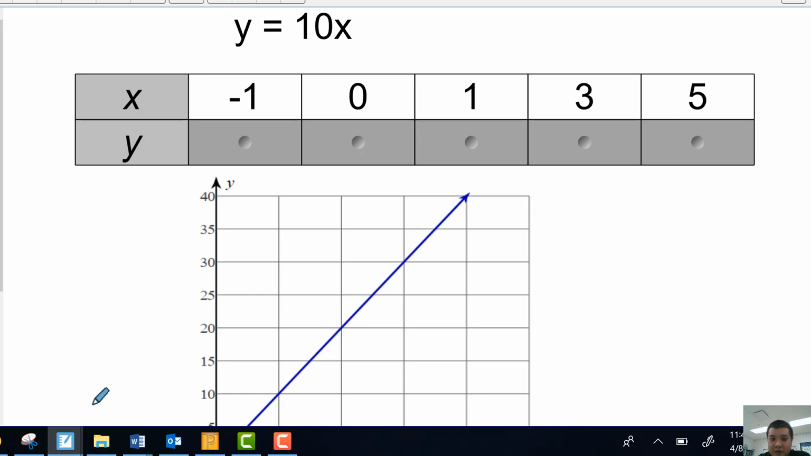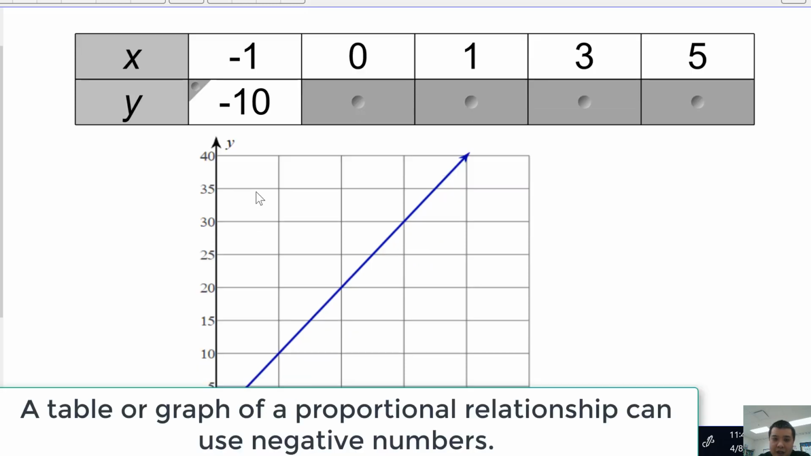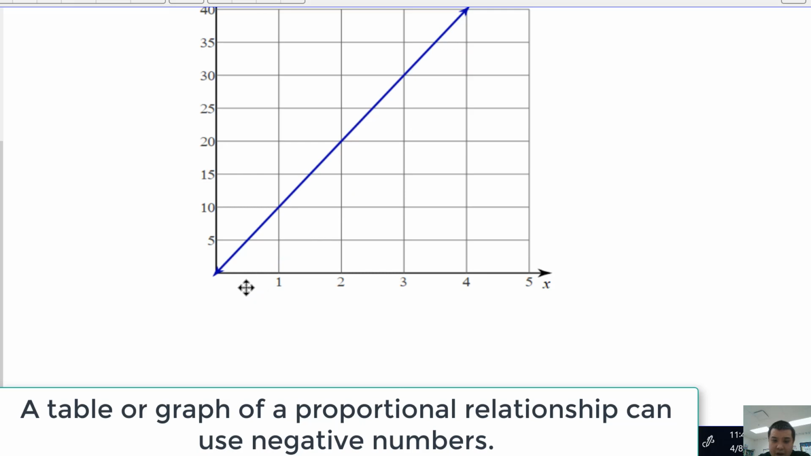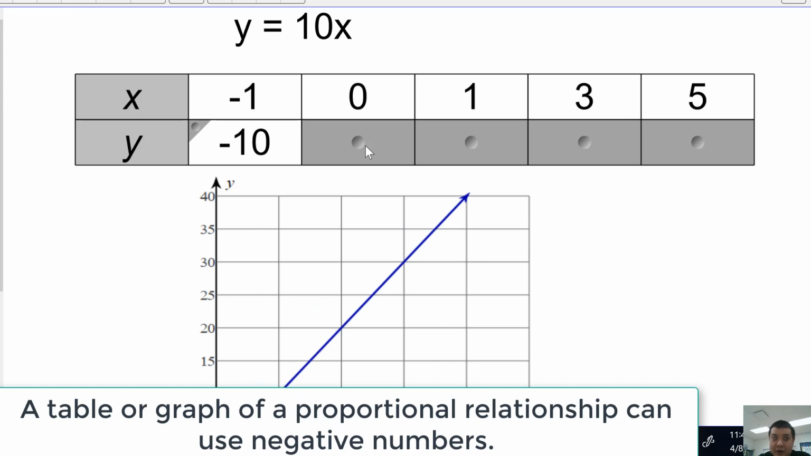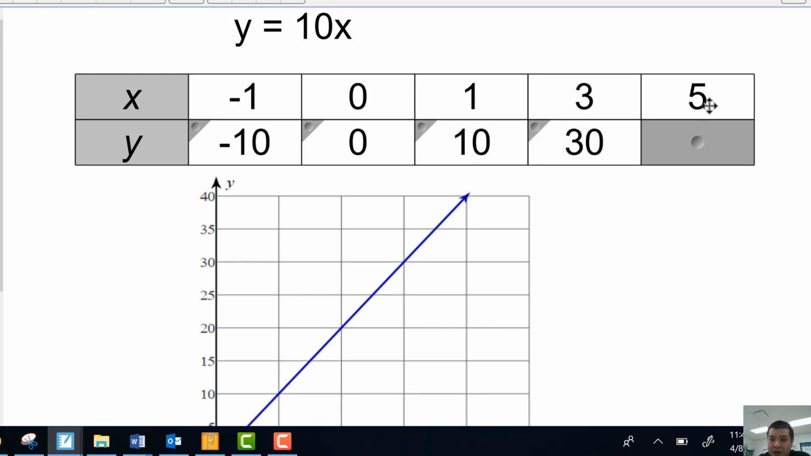Here we're going to solve, okay, and fill in this table using the formula y equals 10x. Okay? So if x is negative 1, 10 times negative 1 is in fact negative 10. Notice how that's not on the graph that's shown. Okay, negative 1 would be over here, but it does exist, and it would be down here. Okay, we just didn't show it on the graph. You can have negative numbers with proportionality. Okay. Again, we said that anytime the x is 0, the y value is going to be 0 inside a proportional relationship. 1 times 10 is 10, 3 times 10 is 30, 5 times 10 is 50.